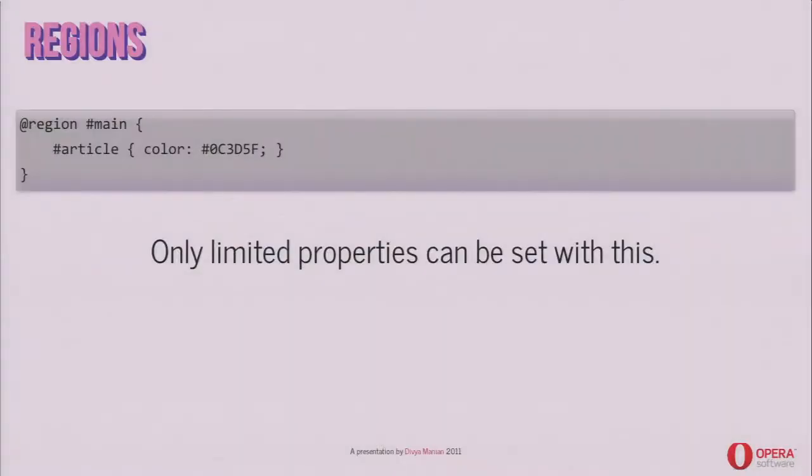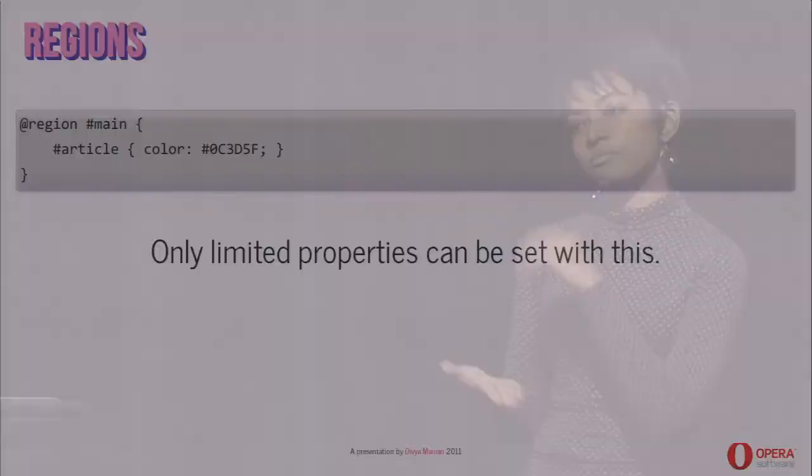You can also style the elements, the selectors that pass through a particular region. So for example, if you have a region that has an ID main, and then you have an element that has an ID article flowing through it, then you can choose to set the color or the width or the font size of that particular element that's flowing through it. So there is only a limited set of properties, and it's specified in the spec.